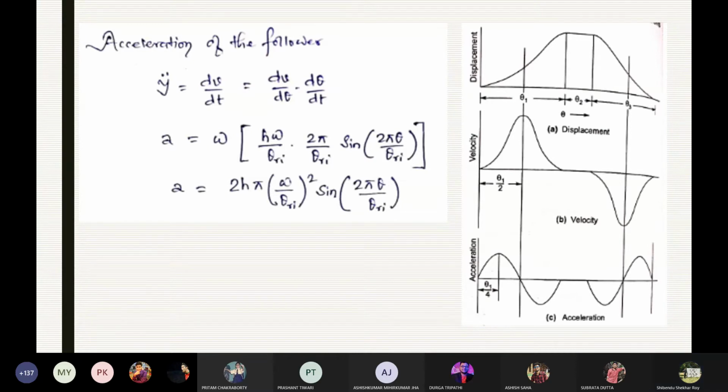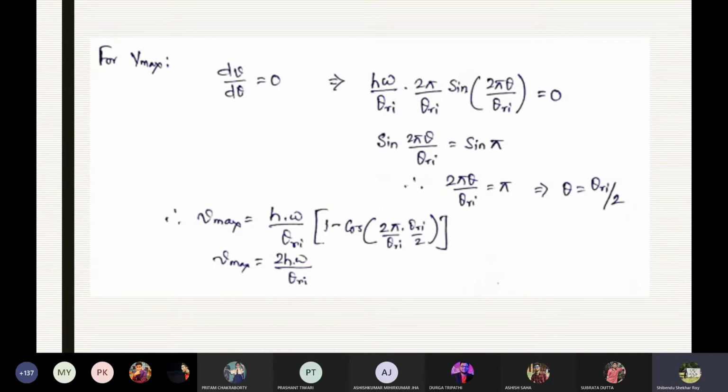Clear? Now again, where will velocity be maximum? Again, dv d theta equals zero. Differentiate it and equate both sides, and ultimately you will get theta equal to theta ri by 2. Put this value in your velocity equation and you will get the Vmax. Okay? Yes, sir.